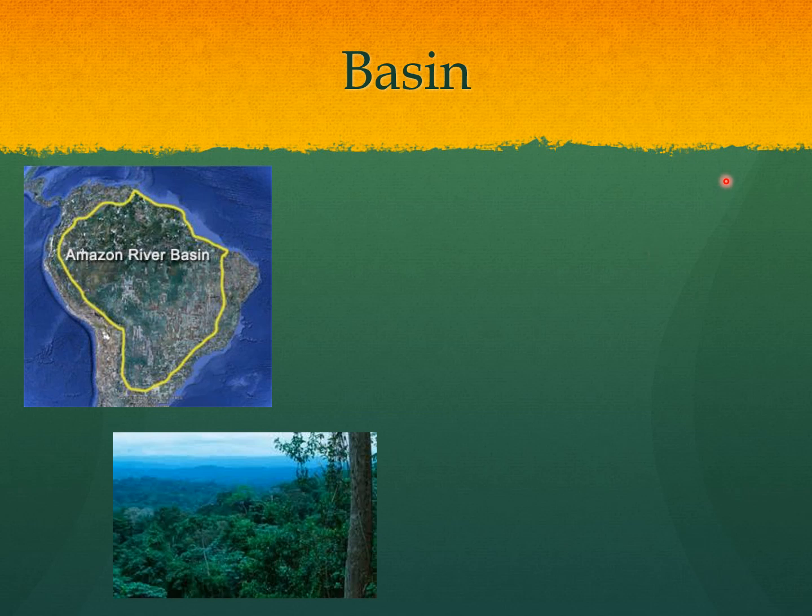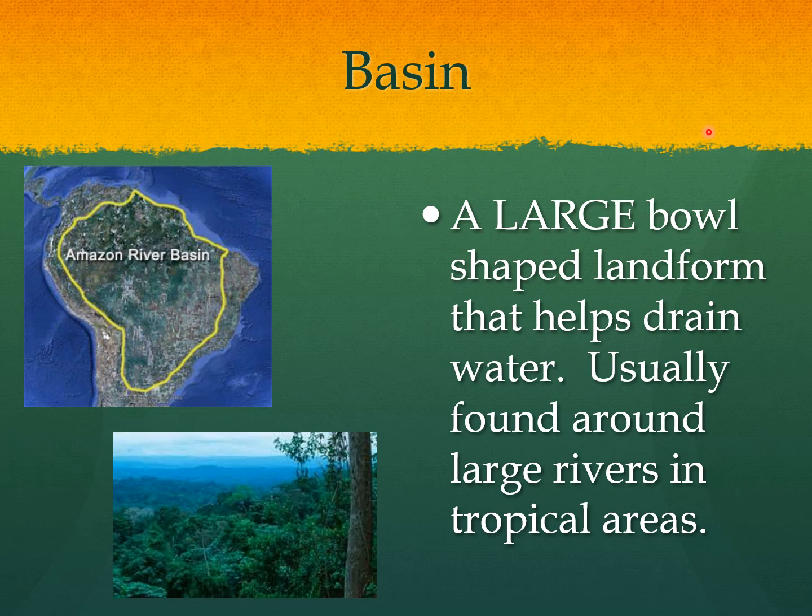Our next feature is a basin. A basin is a little bit tricky because it can be hard to get a picture of a basin because they're such a large feature. But we'll start with our definition. A large bowl-shaped landform that helps drain water, usually found around large rivers in tropical areas. So pause to write that definition.